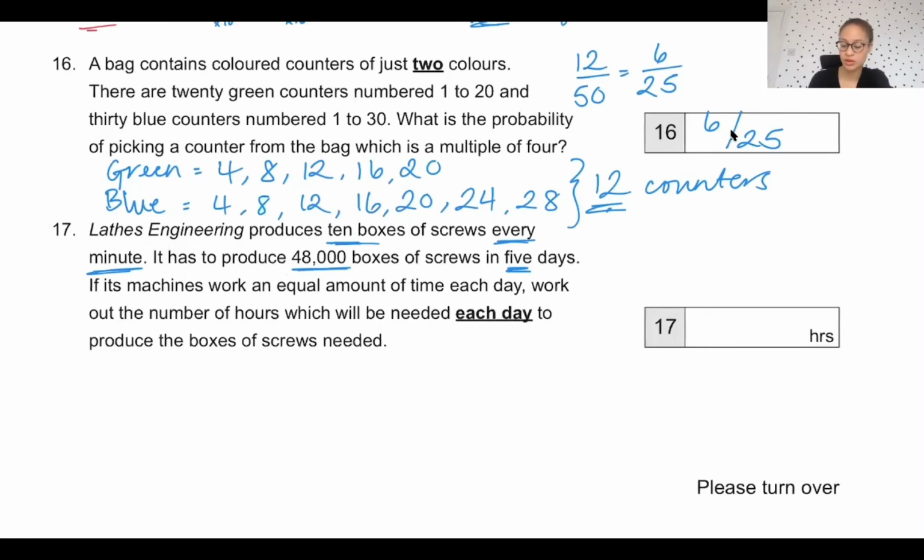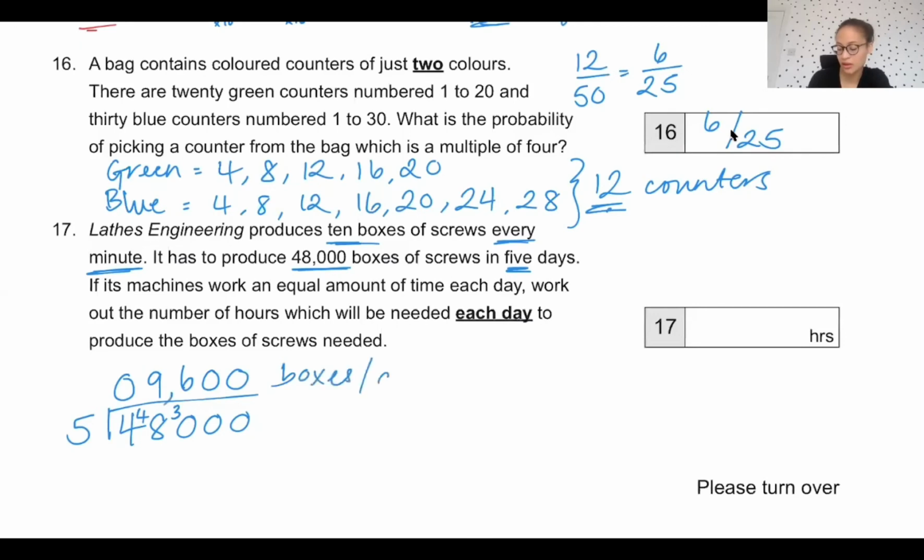So you're going to do 48,000 divided by 5. 4 divided by 5 is 0. 48 divided by 5 is 9. Carry the 3. 30 divided by 5 is 6. 0, 0. So they need to produce 9,600 boxes a day.